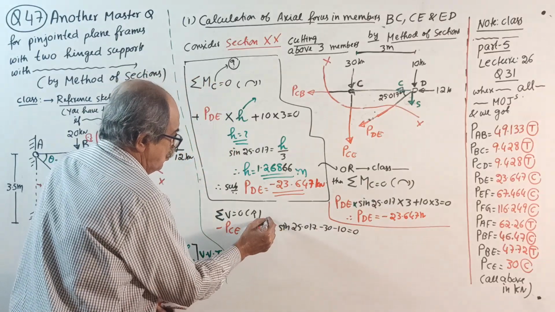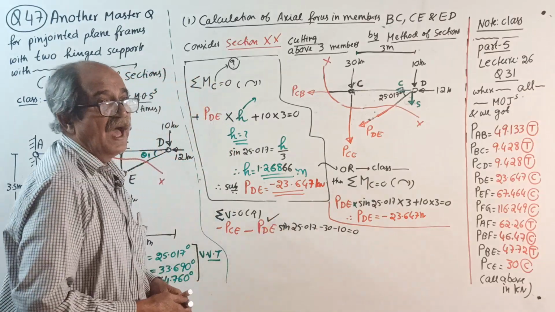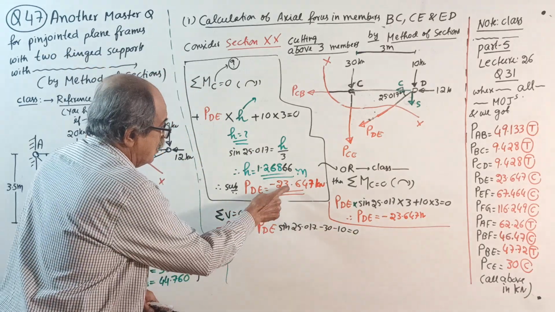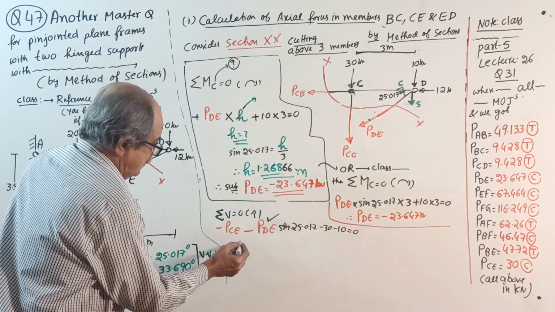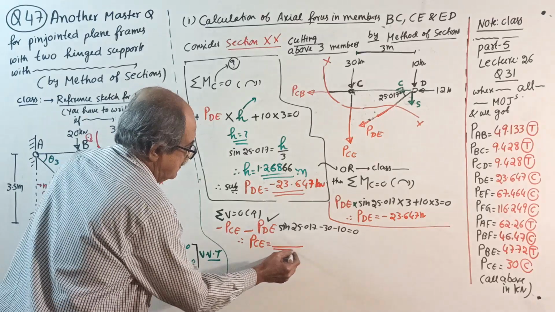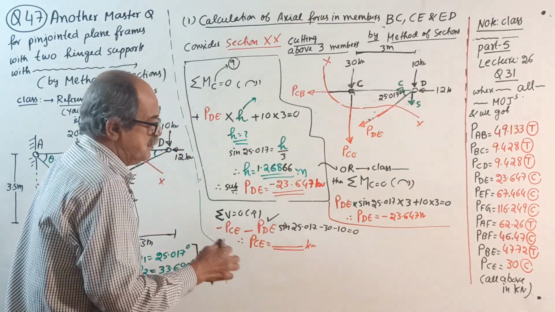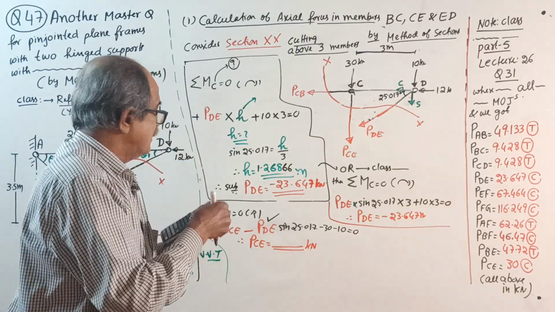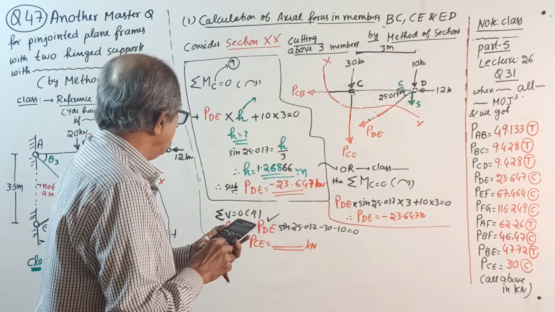By this time, you know the value of PDE. You should do it right here. Substituting for PDE, whatever you got, therefore you get PCE in kilonewton. If you cannot do this way, don't continue my class. If you are so lazy, if you expect me to write all these things, don't continue my class.